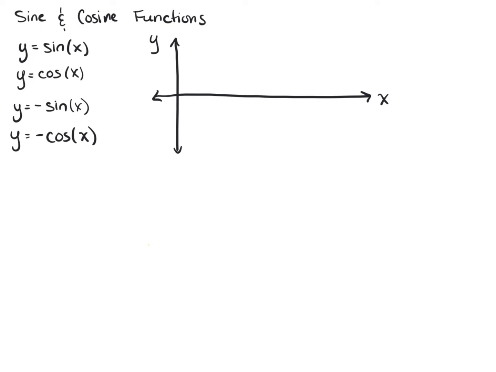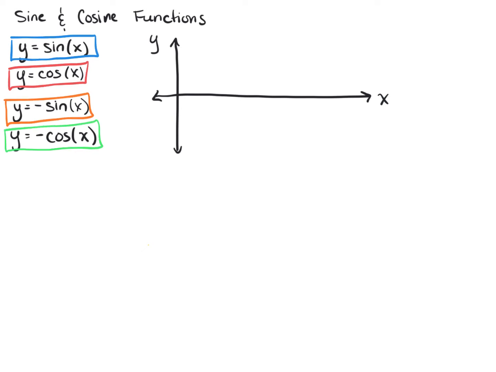So I'm going to graph the sine function in blue. I will graph the cosine function in red, and then I'll graph the negative sine function in orange, and I'll graph the negative cosine function in green. So before we graph them, let's just remind ourselves of the period for sine and cosine. For sine and cosine, we get one full rotation, so that means the period, or one full rotation of sine and cosine, happens over 2 pi.